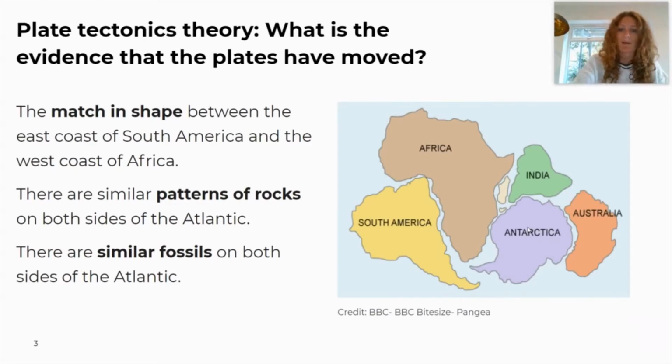As I say, this representation of what the Earth used to look like is called Pangea, which is a funny word. So maybe say it after me. Pangea. I'm imagining all of you saying it right now. Pangea. Perfect. Okay. So that's the evidence that they have moved. Now what we have to have a look at is why. Why do we think that's happened?